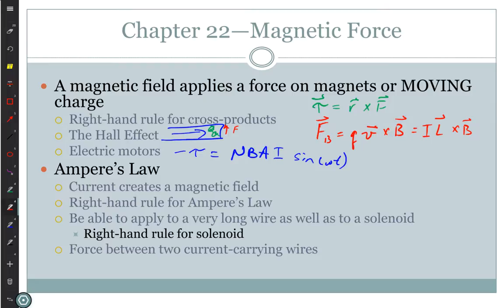If A equals B and B equals C, what is A equal to? C. Okay. So if this Hall effect makes the charge carrier move to the top and the top is positive, what does that tell you? That the charge carrier is positive.